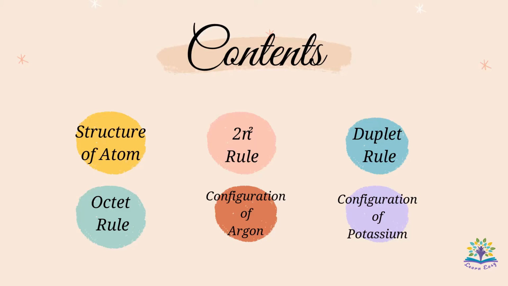In our previous video, Basic Structure of Atom, we saw what the subatomic particles in an atom are and how they are placed in an atom. In this video, we will have a quick recap of that. Also, we will learn about the 2n square rule, duplet rule, octet rule, and the configuration of argon and potassium as examples.